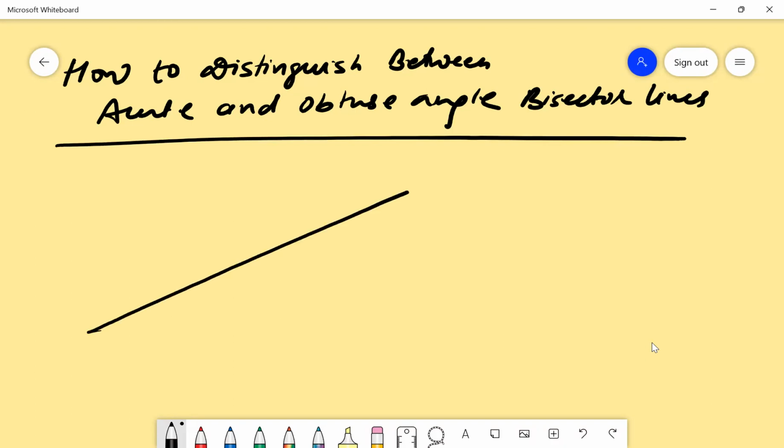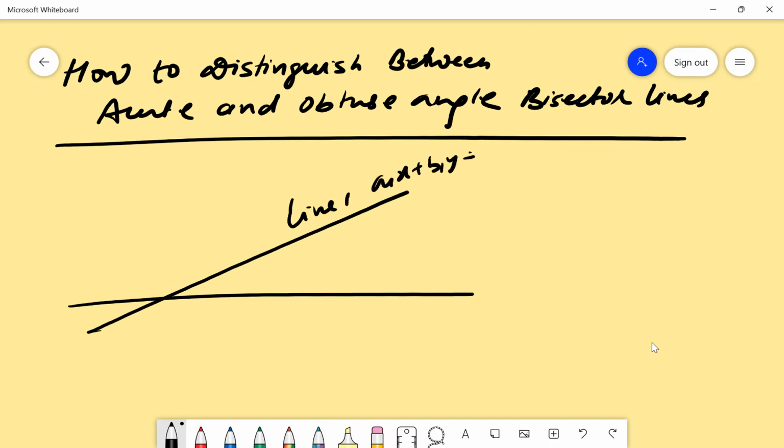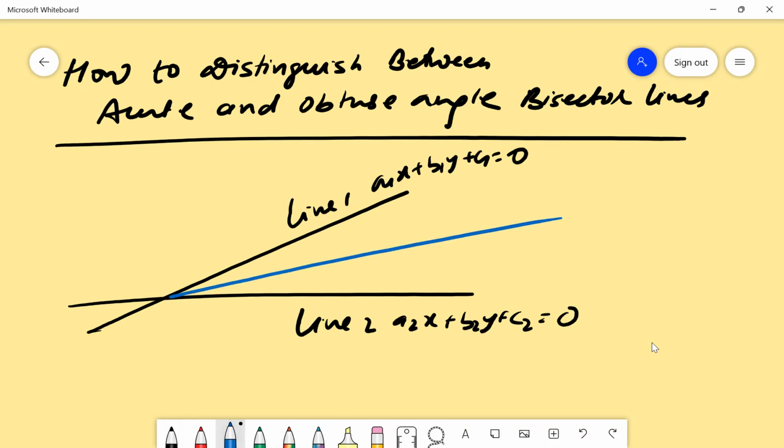Suppose I draw this figure. This is line 1: a1x plus b1y plus c1 equal to 0. This is line 2: a2x plus b2y plus c2 equal to 0. And I'm drawing two bisectors. One is the acute angle bisector, the other one is the obtuse angle bisector.